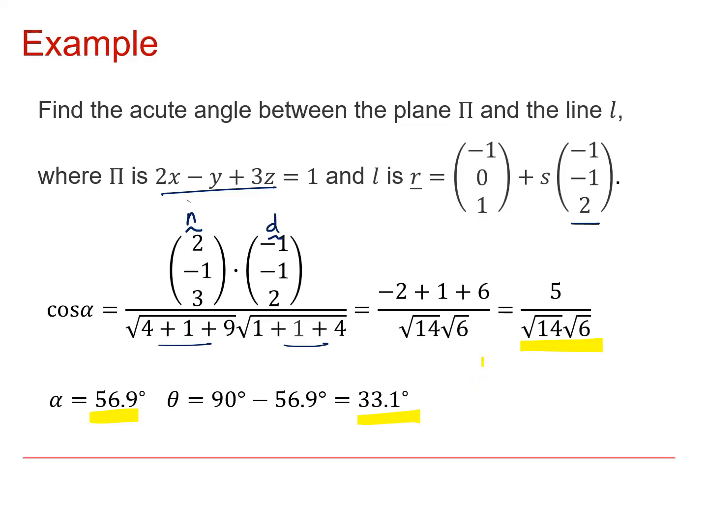So finding the angle between a plane and a line is actually no different than finding the angle between two lines. Instead of using the two direction vectors, you use the direction vector of the line and the normal, as we have done here, and then do 90 minus that, the complementary angle for that, to give us the angle between the line and the plane.